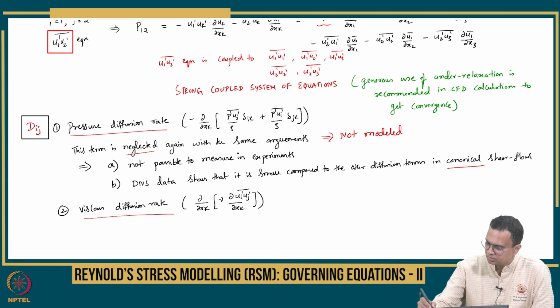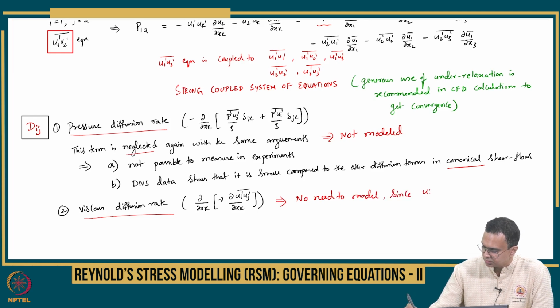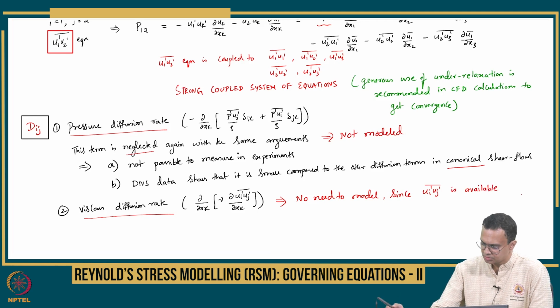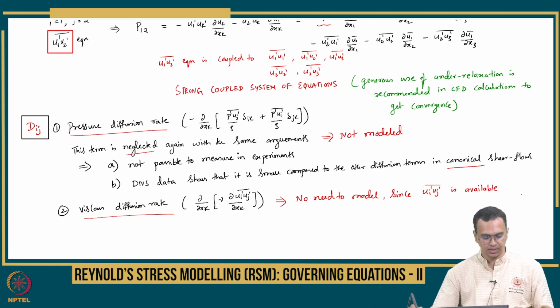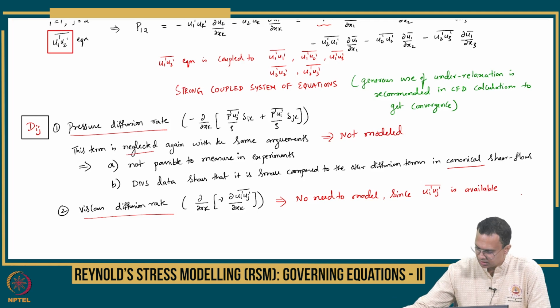So no need to model, since ui prime uj prime is available to us. The Reynolds stresses are available to us, the same argument as the viscous diffusion rate of turbulence kinetic energy, that was dou k by dou xj there, where j was the repeated index. So so far it is straightforward.